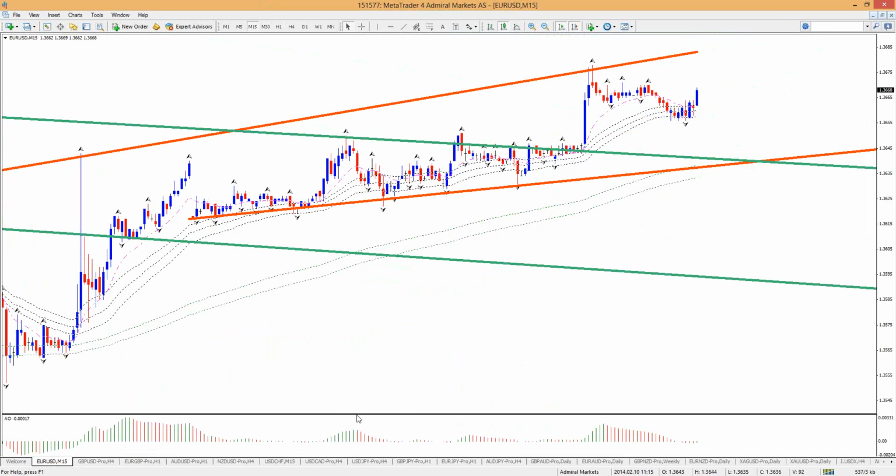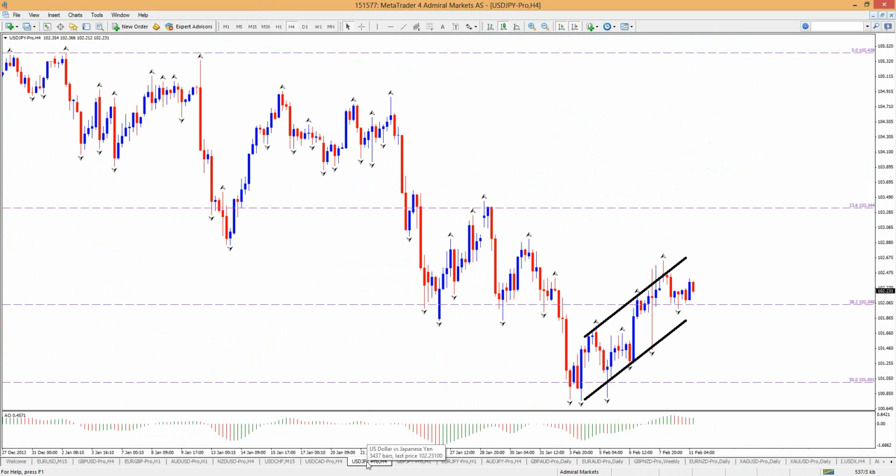So with that said, I don't want to stay too long on one pair, but let's move on to the dollar yen, for instance, and we can take a look at the pound dollar after that.